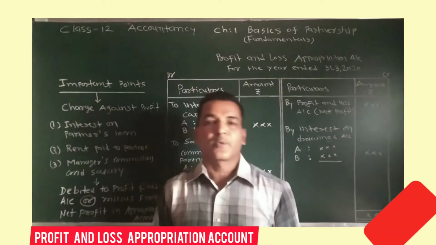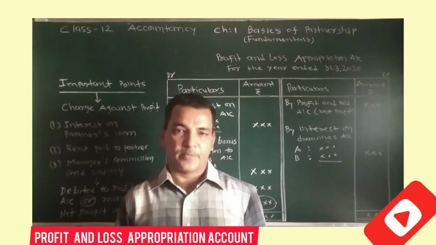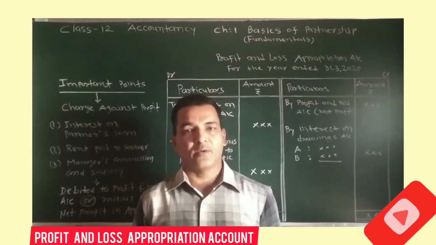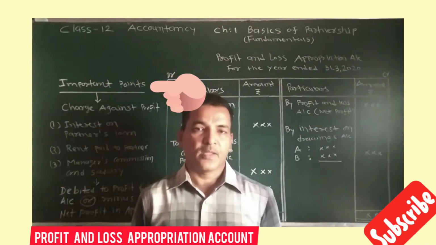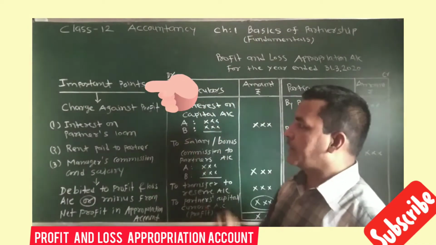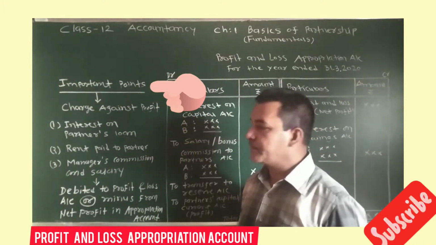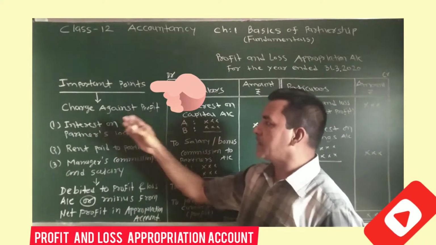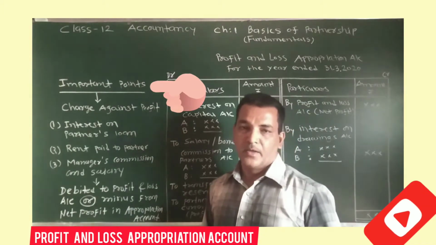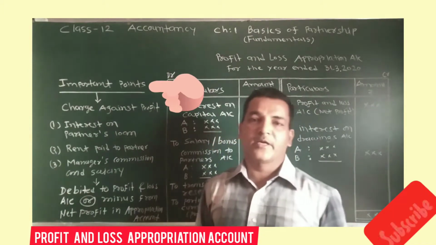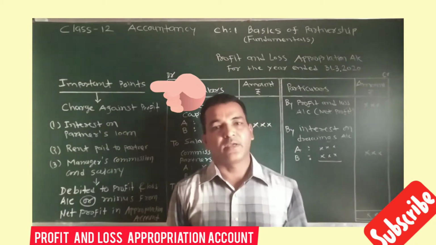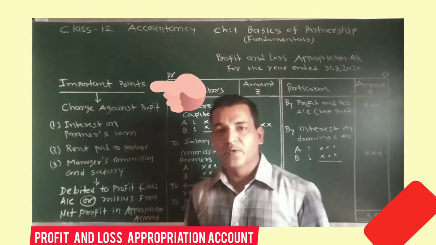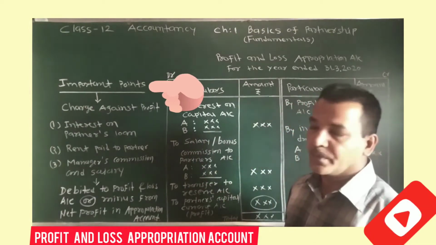So in this way, profit and loss appropriation account is prepared. Now here, you have to take care of some important points that I have written here. Some items are given and they are charged against profit. Any item which is charged against profit is recorded in profit and loss account debit side. They are not written in appropriation.